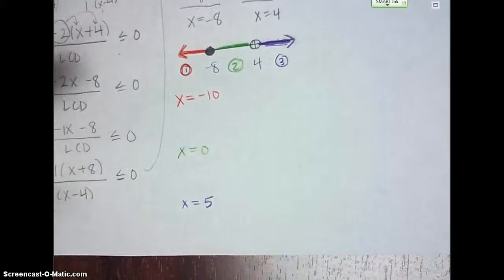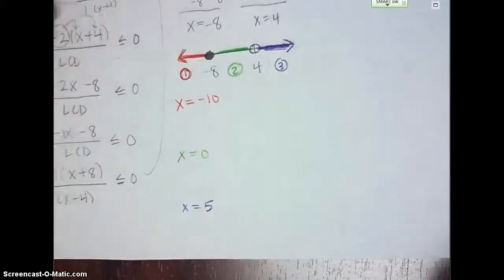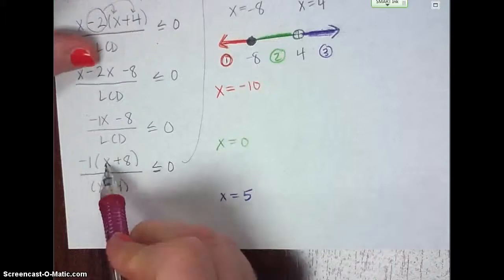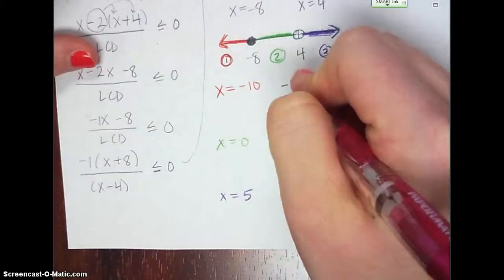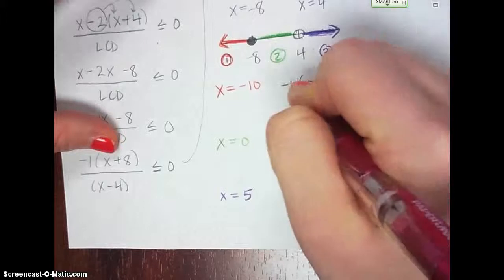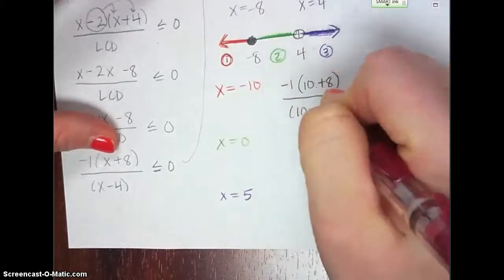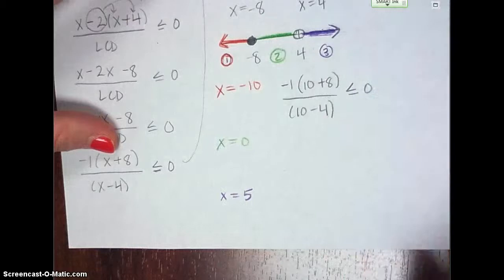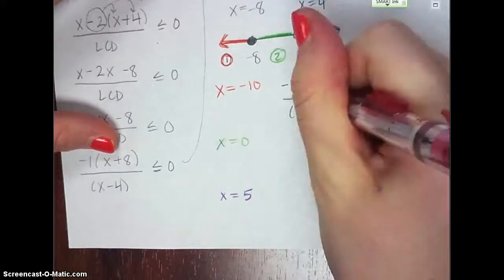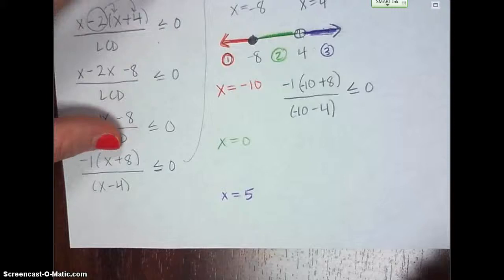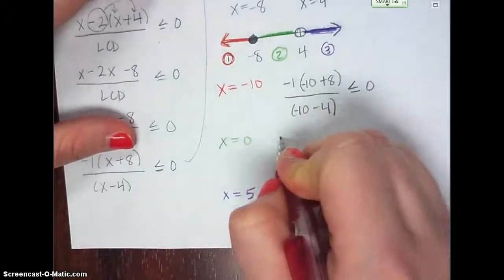Okay? And we're going to test those in our simplified form right here. So in for the x's, I'm going to put that number I chose. So I'm going to say -1 times 10 plus 8 over 10 minus 4 is less than or equal to 0. So I put the, oh, sorry, it's a -10. Put the -10 in for the x's. So then rewrite the same thing with the zeros.